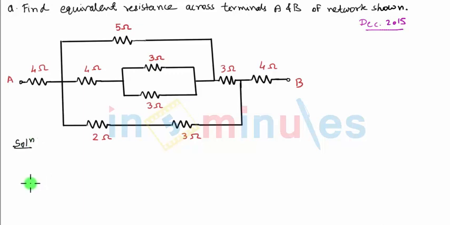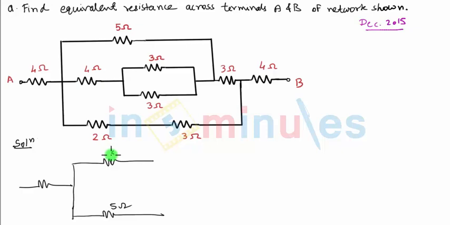If I redraw the entire circuit, I'm not doing anything with this 4 ohm resistance and also not doing anything with this upper 5 ohm resistance. And we can do one more thing. You can see 2 ohm and 3 ohm resistors are in series, so I can combine them and replace them with a single 5 ohm resistance.